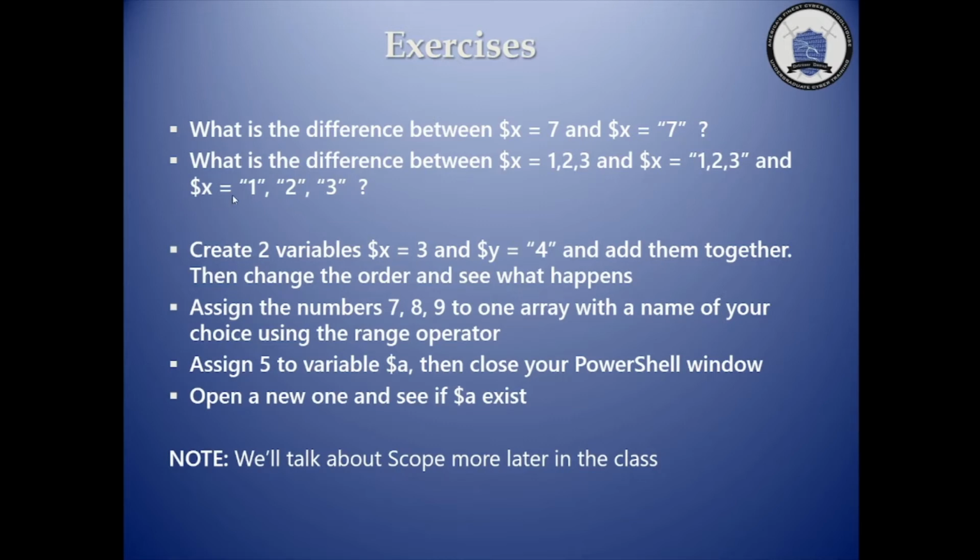And then we have $x = "1","2","3". So here we've got the commas separating each one, and they each have their own quotation marks, so they become their own string variable types. So this is an array of 3 strings.